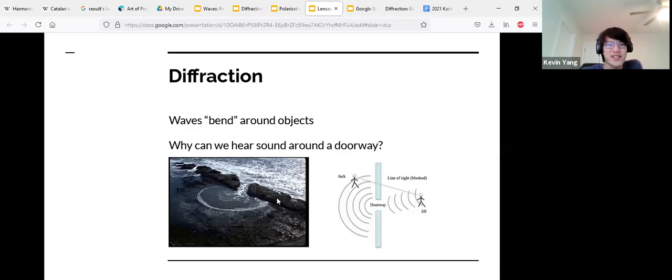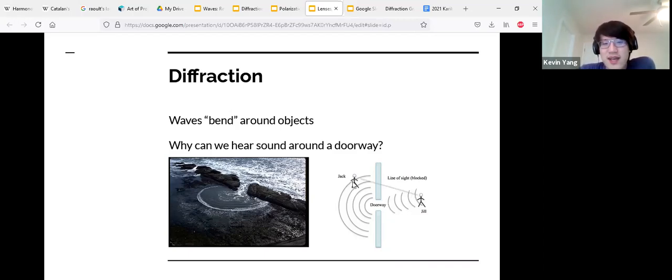This is partly why I can hear sound around the doorway, right? So as you can see, we have Jack and Jill over here. Even though they can't see each other, they can hear each other, right? That's because when the sound goes through the doorway, it's going to bend around the doorway. This is not entirely the only reason that we can hear sounds around a doorway. You can also hear sounds around the doorway because sounds reflect off a lot of different objects, including the walls, right? So the sound is going to reflect off the wall. But diffraction is part of the reason that we can hear around doorways, right?